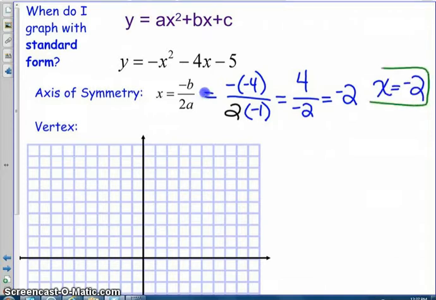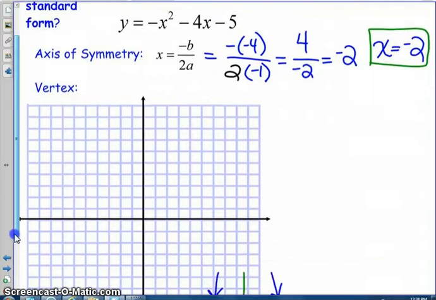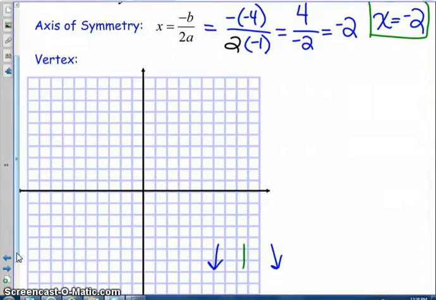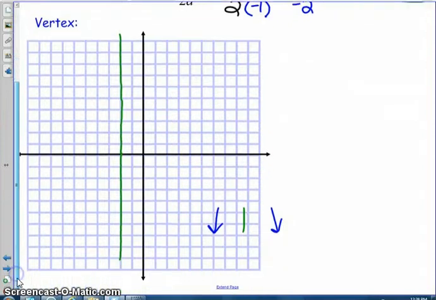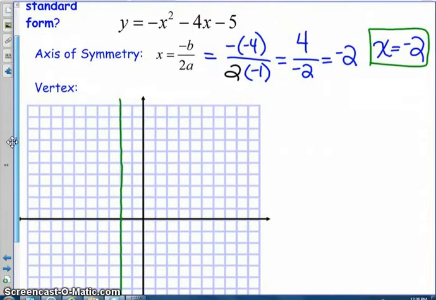Okay, let's talk about that. Let's show this on the graph now. So I have my graph here. I want to show my axis of symmetry. x equals negative 2 is this line right here that I just put in green. That's my axis of symmetry. An axis of symmetry says that whatever is on the right side of that line is going to look the same as what's on the left side of that line. So we know we're going to have the same on the left and the right. So that's my x equals negative 2, my axis of symmetry. I'm going to draw my x equals negative 2 there.